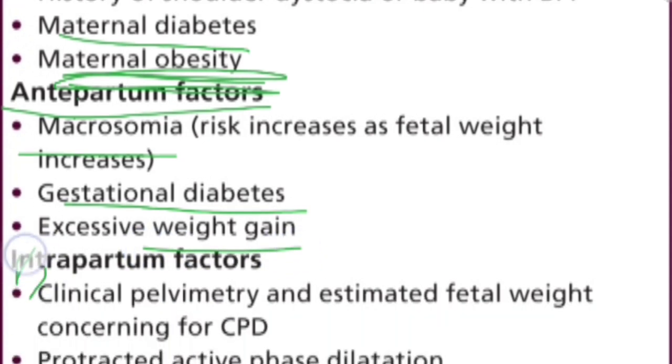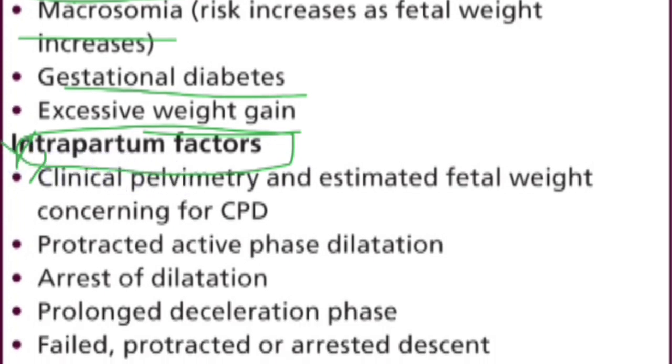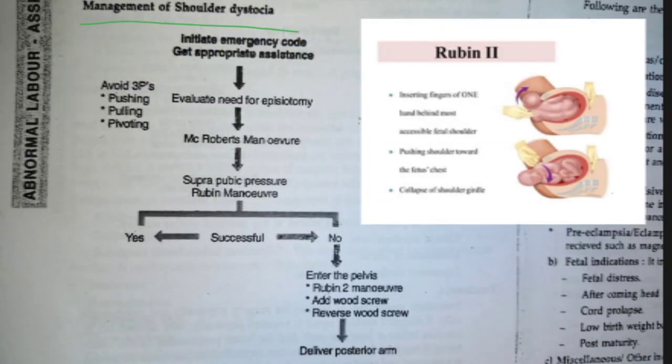Apart from this, during the delivery time, that is intrapartum factors, we will get to know the pelvic condition. If CPD is present, then normal delivery is not possible. If there is any problem in dilation, that is opening, or any problem related to descent, that is movement, where the baby is trying to come out and can't, the baby has failed to come out, then definitely this is also a risk factor related to shoulder dystocia. Management of shoulder dystocia.